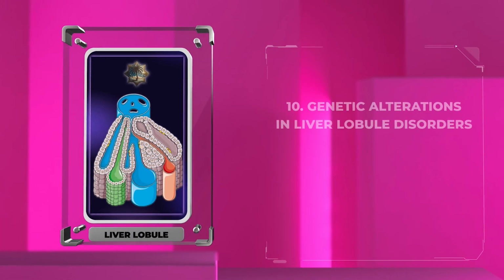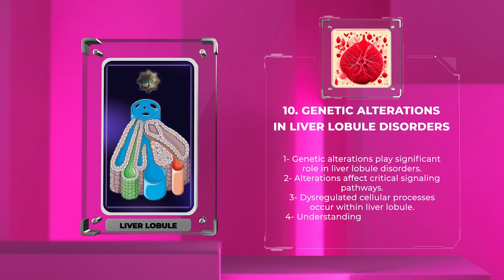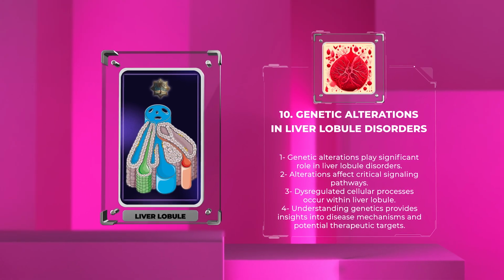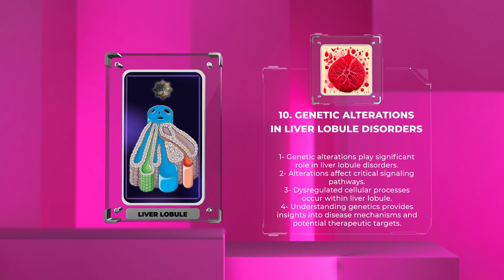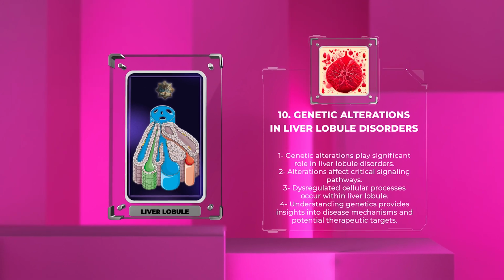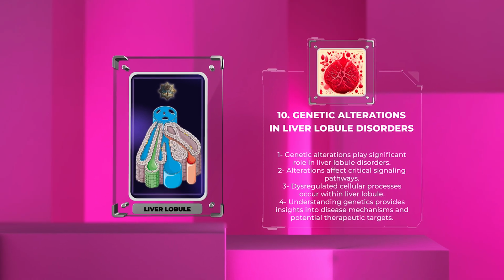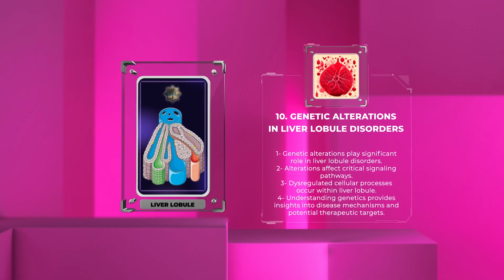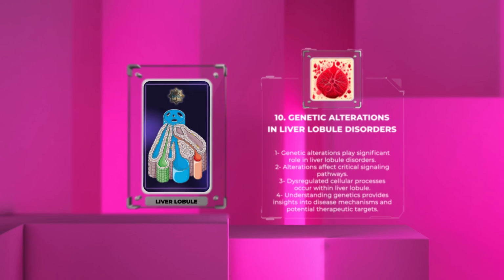Genetic alterations play a significant role in the development of various liver lobule disorders, including liver cancer and metabolic diseases. These alterations can affect critical signaling pathways, resulting in dysregulated cellular processes within the liver lobule. Understanding the genetic components of liver lobule disorders provides valuable insights into disease mechanisms, potential therapeutic targets, and personalized medicine approaches.